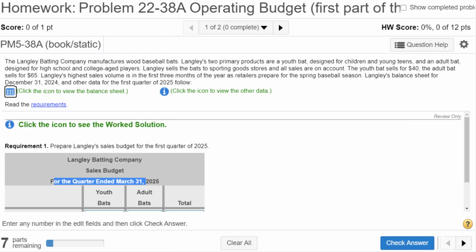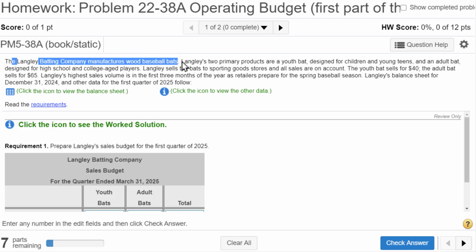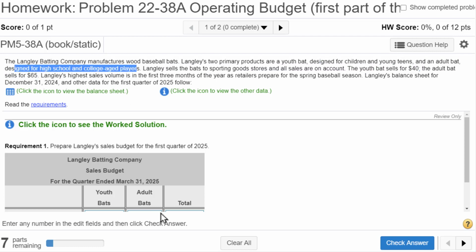So we're going to start with the sales budget because the sales budget drives everything else. We don't know how many products to produce unless we know how many we think we will sell. This company is a batting company. They manufacture wood baseball bats. Langley's two primary products are a youth bat, which is also right here, designed for children and young teens, and an adult bat designed for high school and college age players, which is right here.